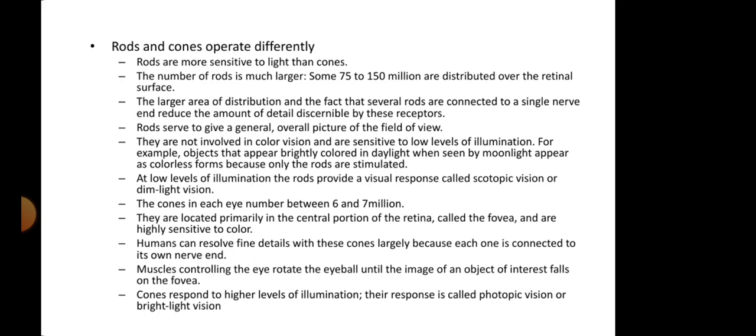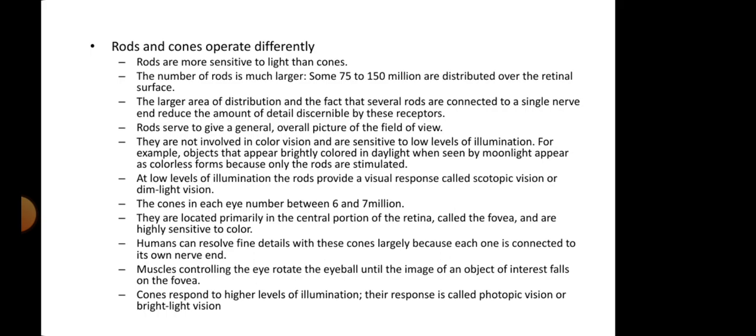Next, the cones in each eye number between 6 and 7 million. They are located primarily in the central portion of the retina called the fovea, and are highly sensitive to color. So humans can resolve fine details with these cones largely because each one is connected to its own nerve end. Muscles controlling the eye rotate the eyeball until the image of an object of interest falls on the fovea.